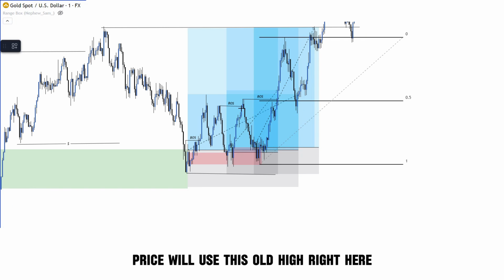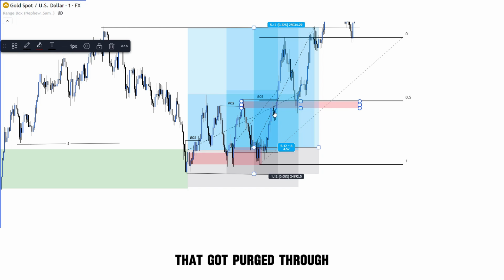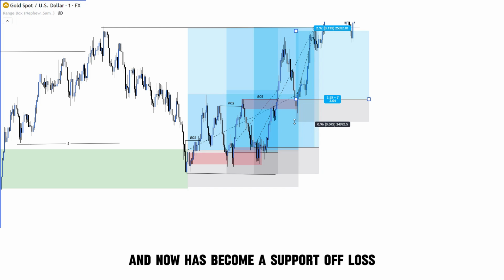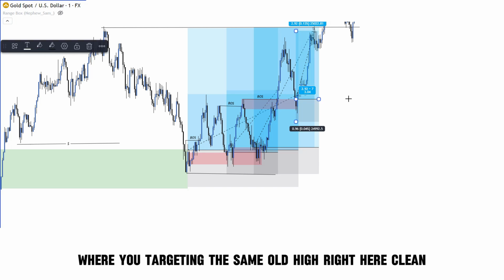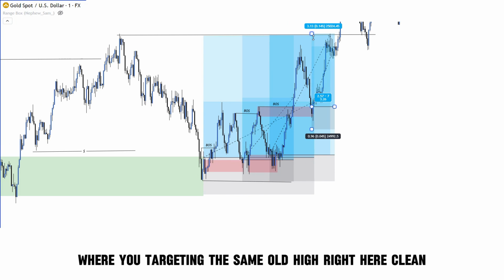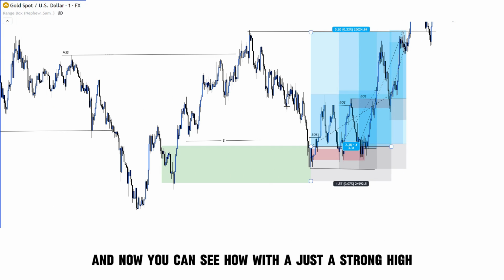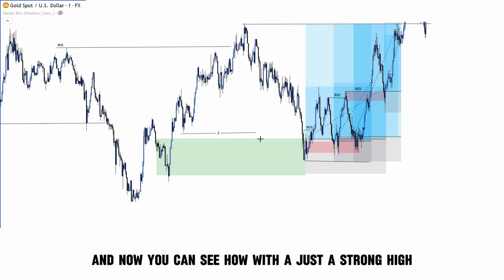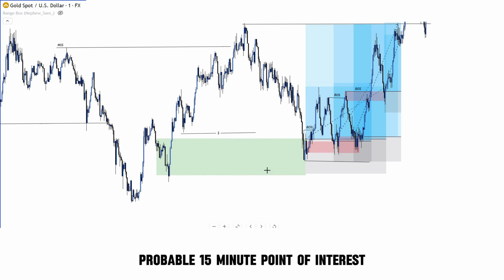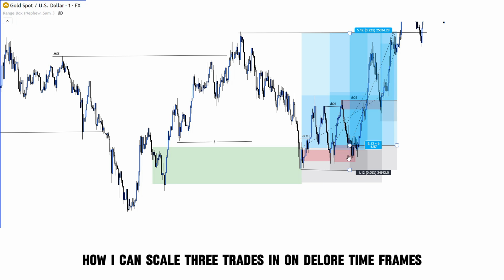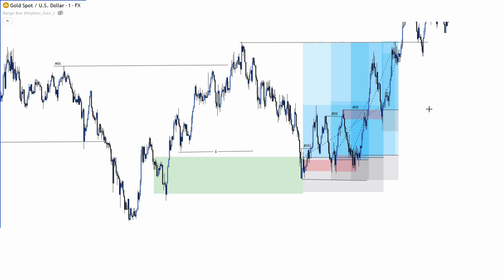Price will use this old high right here that got purged through and now has become a support. Stop loss right at the old low, where you're targeting the same old high right here. Clean. And now you can see how with just a strong high probable 15-minute point of interest, I can scale 3 trades in on the lower time frames. Now let's find us some more.